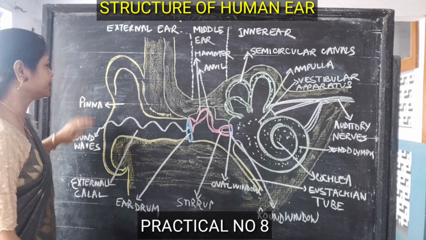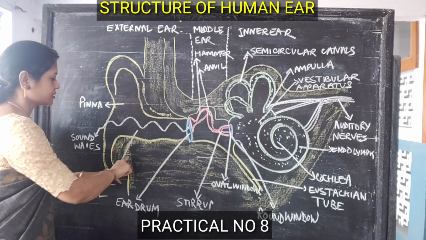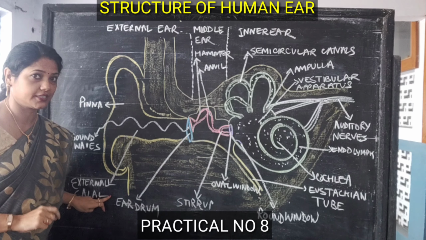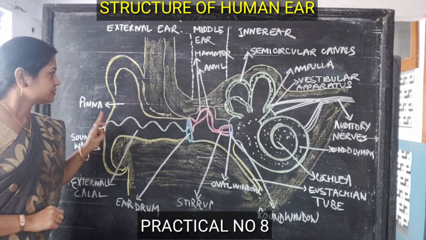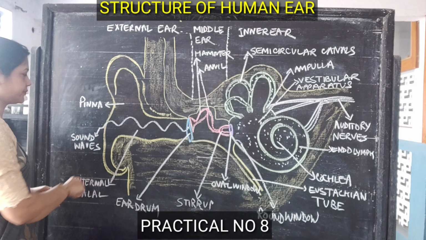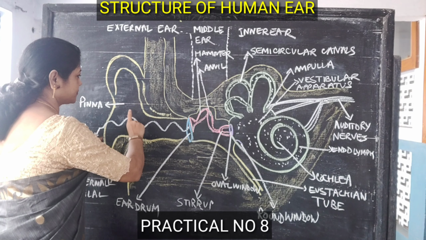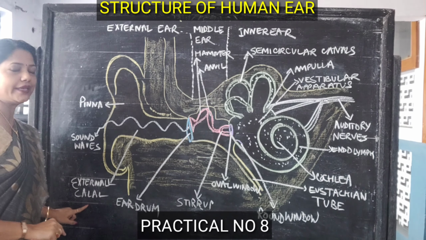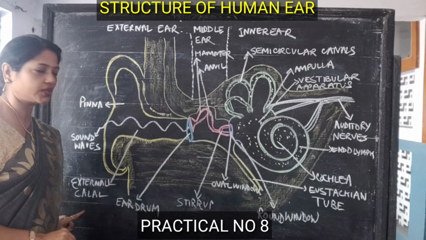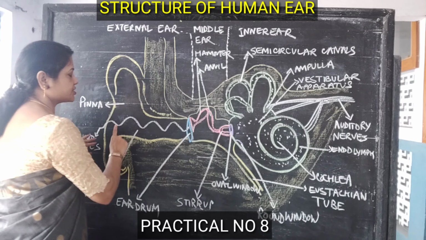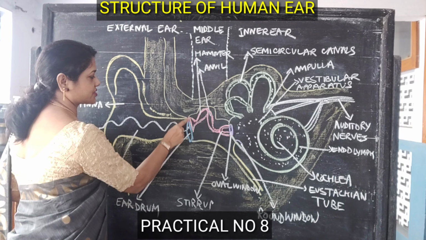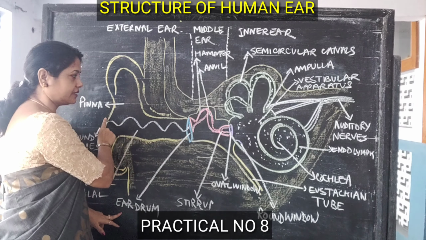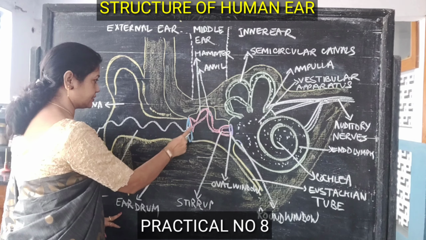The external ear consists of this outermost structure which we can see from outside, which is called the pinna, and it is made of cartilage, bony cartilage. Apart from the pinna, just inside it, there is a long tube-like structure called the external canal. This tube-like structure leads to a membrane called the eardrum. So the external ear consists of the pinna, external canal and eardrum.